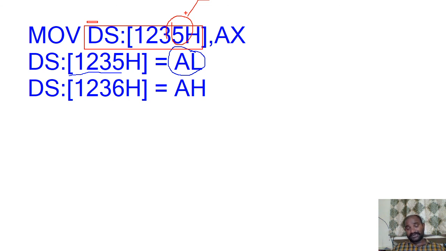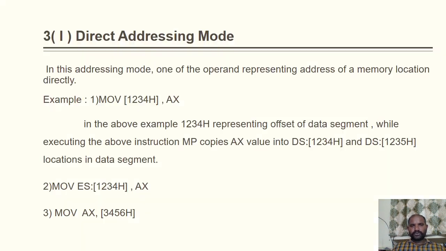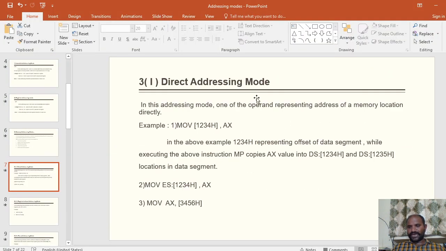We are supposed to consider all these points when writing the program and expecting the result from the microprocessor in a fast manner. Don't worry about it, we'll see that as we move on. For today's class, I'm going to end here with the direct addressing mode. In the next class, we are going to see the remaining addressing modes.